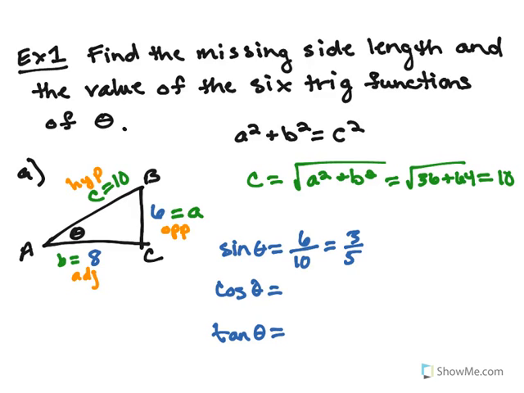Cosine theta comes from the CAH part of SOHCAHTOA. It's adjacent over hypotenuse. My adjacent side is 8. My hypotenuse is 10. And that fraction will reduce to 4/5. Tangent theta comes from the TOA. Tangent is opposite over adjacent. My opposite side is 6. My adjacent side is 8. And that will reduce to 3/4.